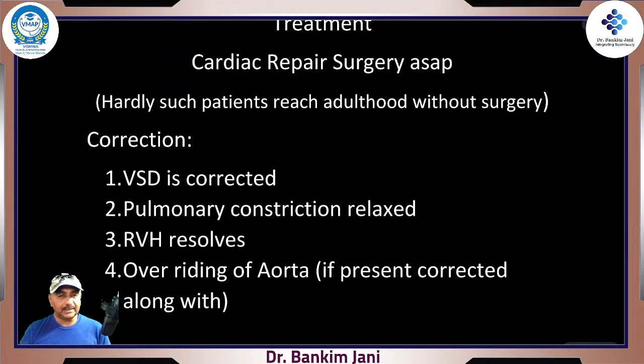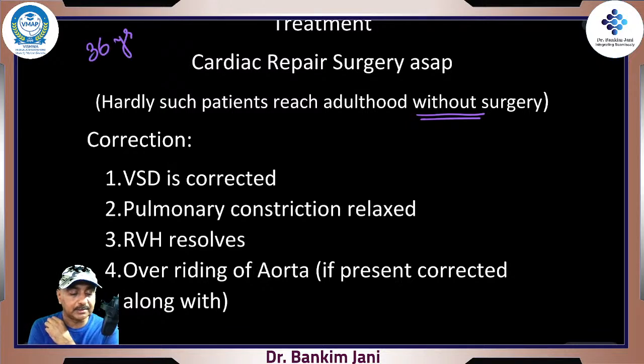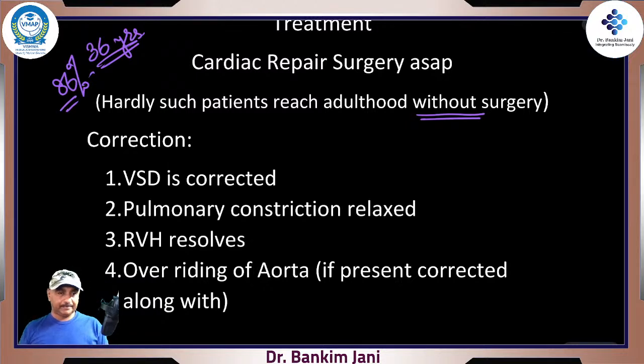Treatment: nothing can be done except surgery. One has to correct it, right? So these patients, if surgery is not done, hardly reach adulthood. And in one of the recent surveys, it was quite interesting that regarding survival rate of patients reaching 36 years, if the surgery is done at a young age, almost 86% of the patients see their 36th birthday, right?